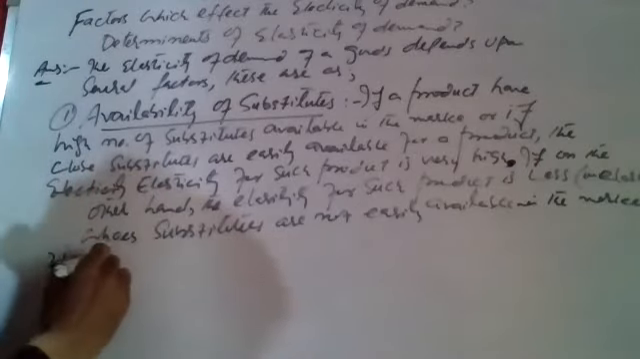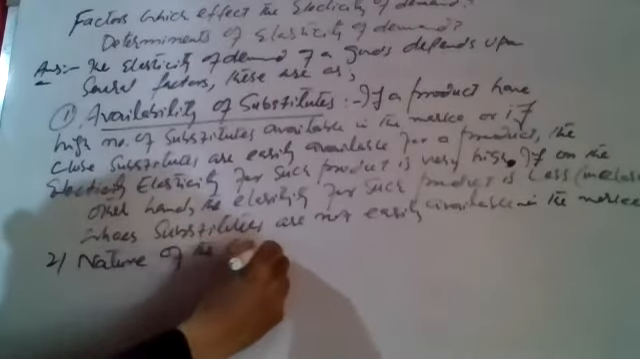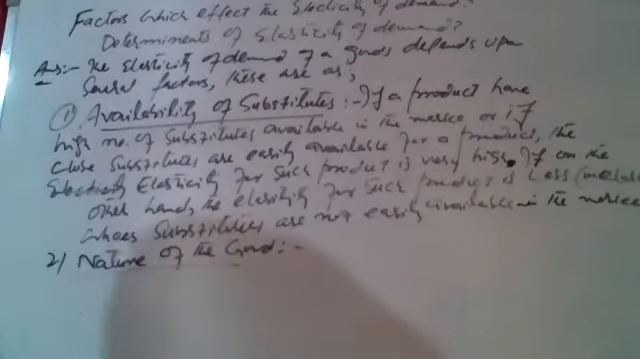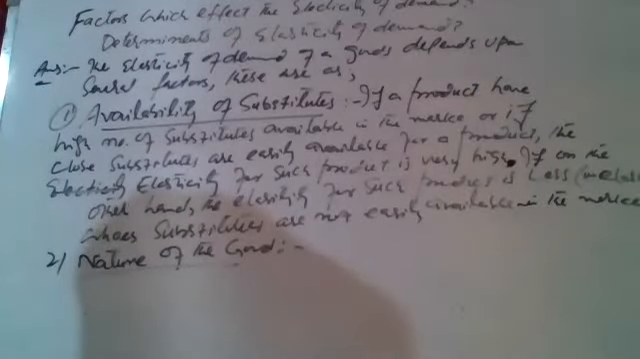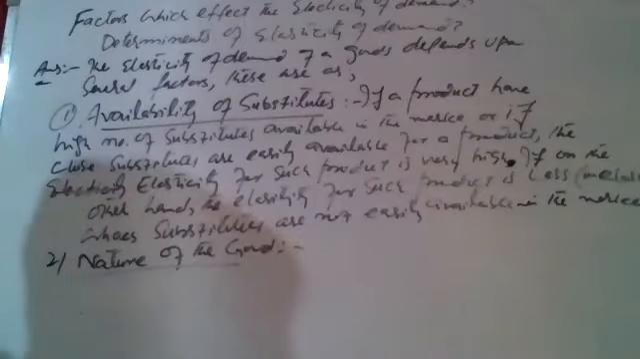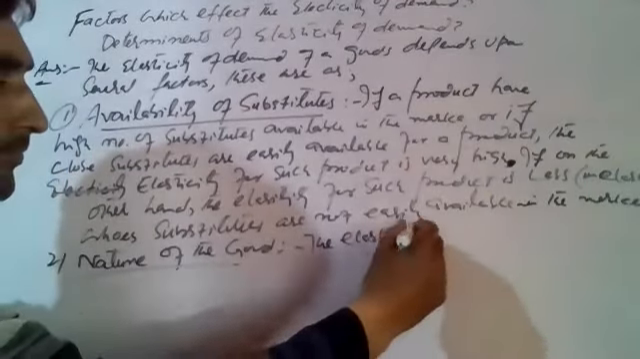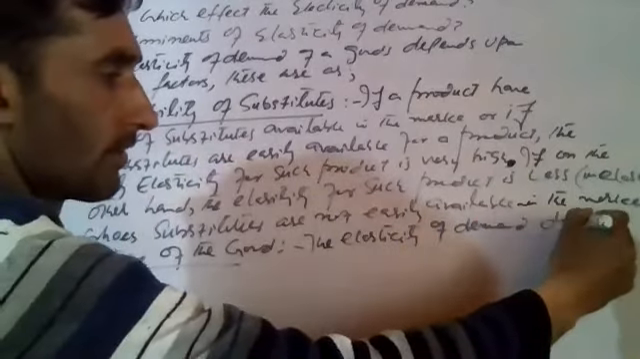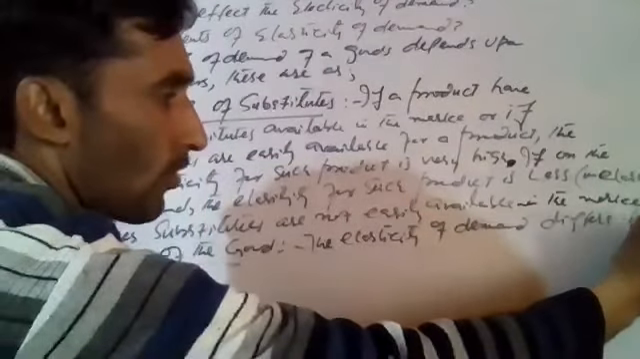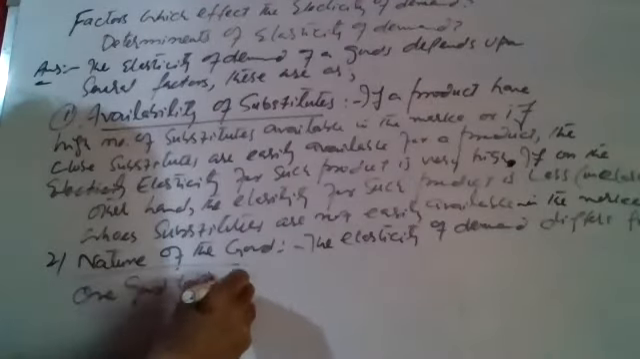Number next is nature of the good. चीज किस तरह, प्रोडक्ट किस तरह है. Nature of the good. The elasticity of demand differs from one good to another. ये differ करता है. The elasticity of demand differs from one good to another good. Why?